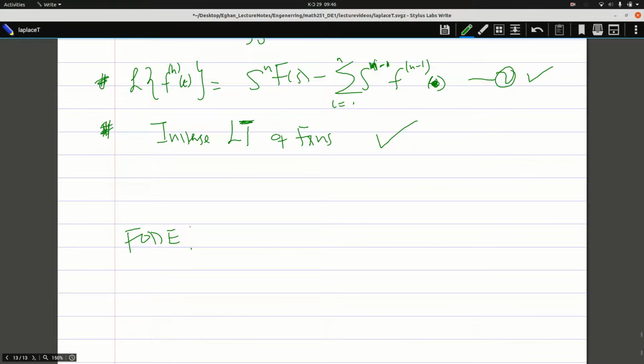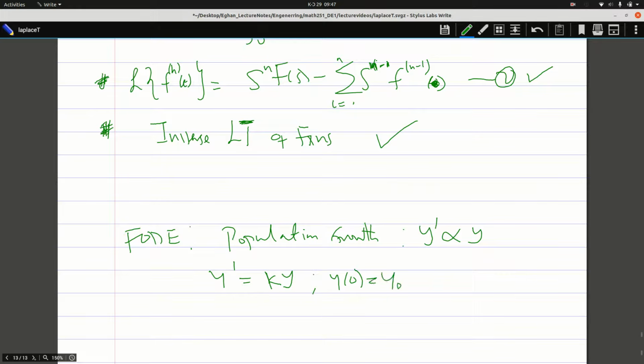Let's consider a simple population growth model, where we want to say that the population growth is proportional to the population at the current time. It means I have a first order equation of the form dy/dt = ky, where k is the growth rate. This is my first order. Let's add some initial conditions. Because the order is 1, I will need just one initial condition.